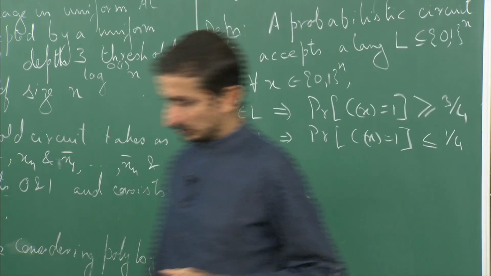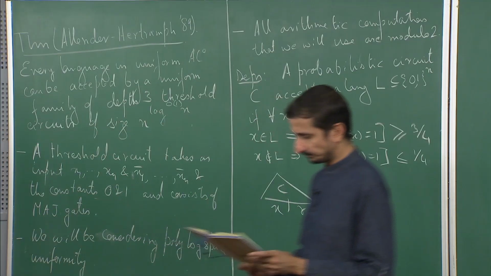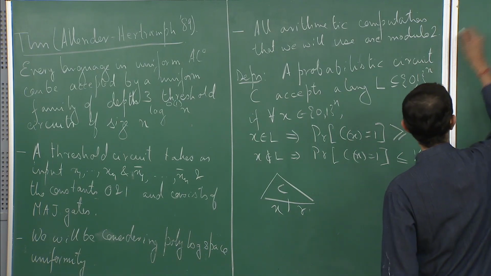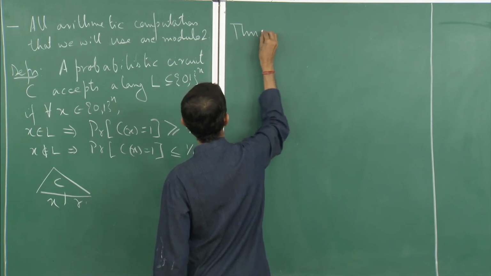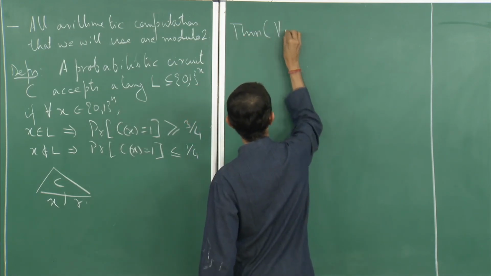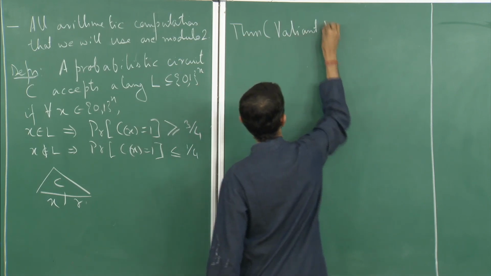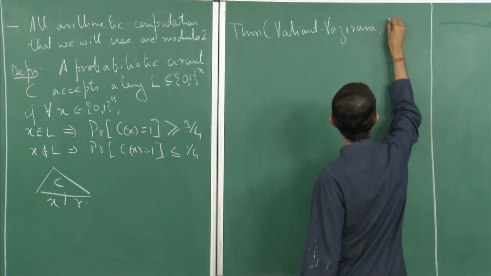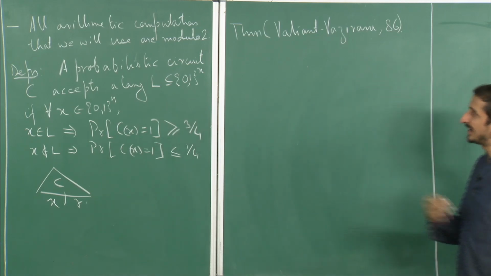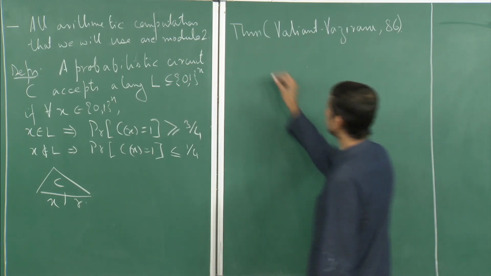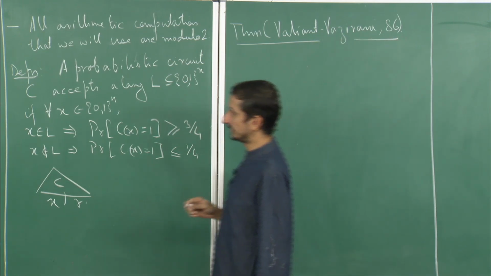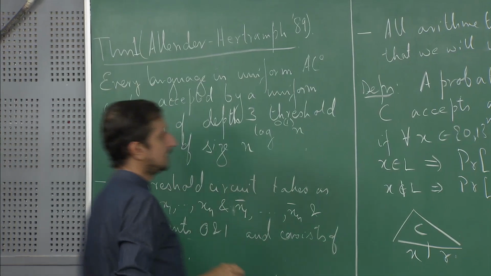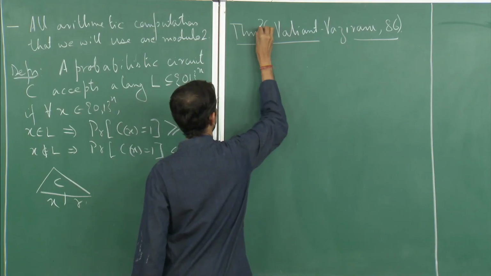Okay. So, anything else? Now let me state the theorem due to Valiant and Vazirani that we will be using, and in fact this is the main ingredient of this proof. Let us give these some names. Let me call this theorem 1, and let us call this theorem 2.